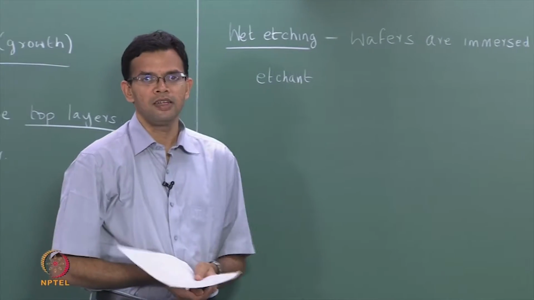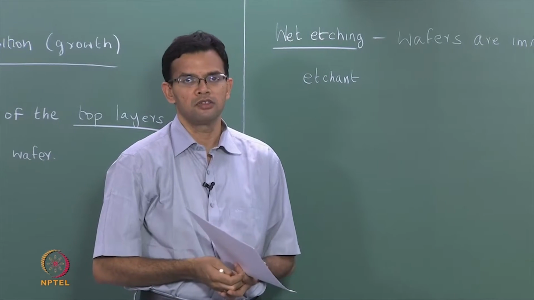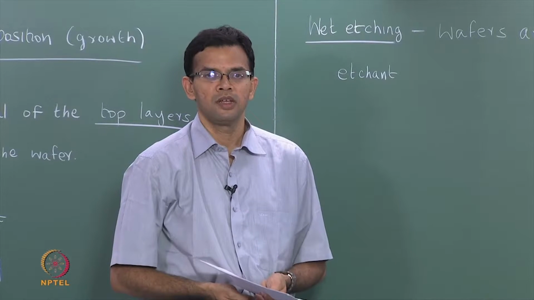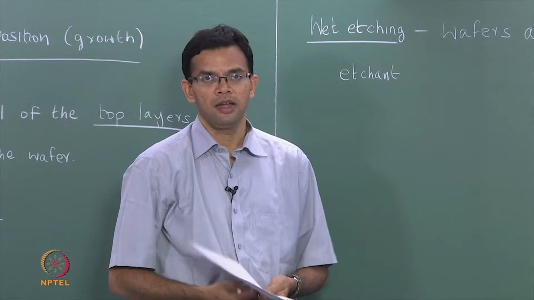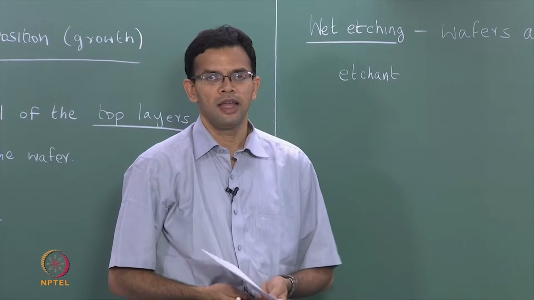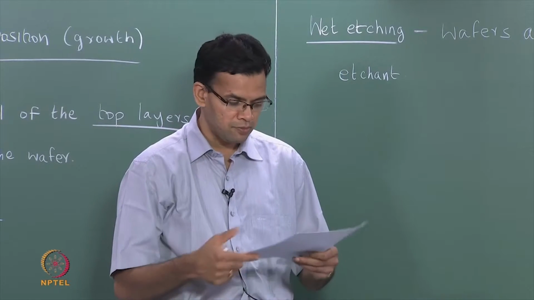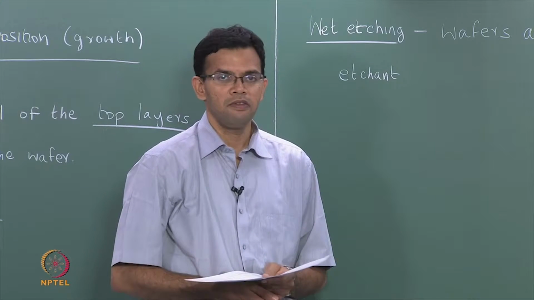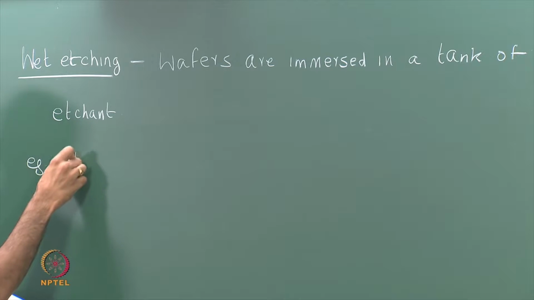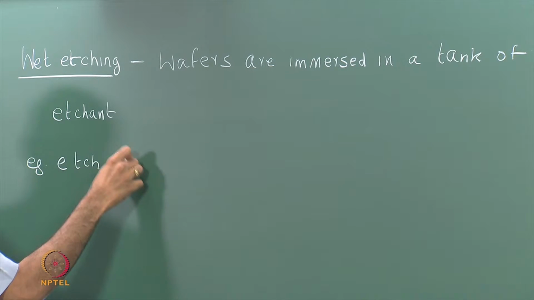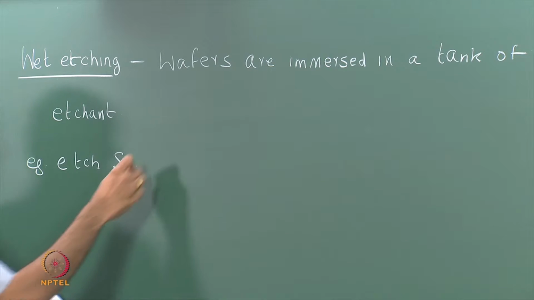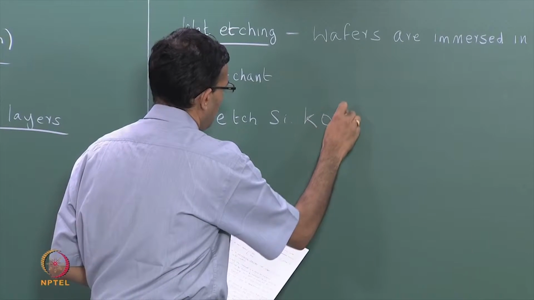And this is usually done under certain conditions, so specific concentration of the etchant, specific time. Sometimes this can be done at room temperature, but most often etching is also carried out at elevated temperature to speed up the process. So to give an example, consider you need to etch silicon. A number of different etchants are used, but the most common one is potassium hydroxide.